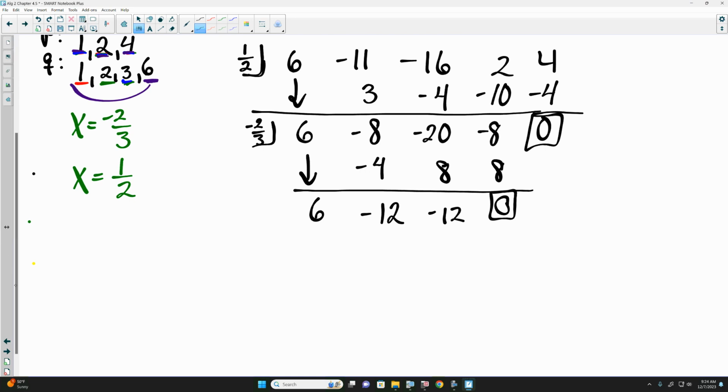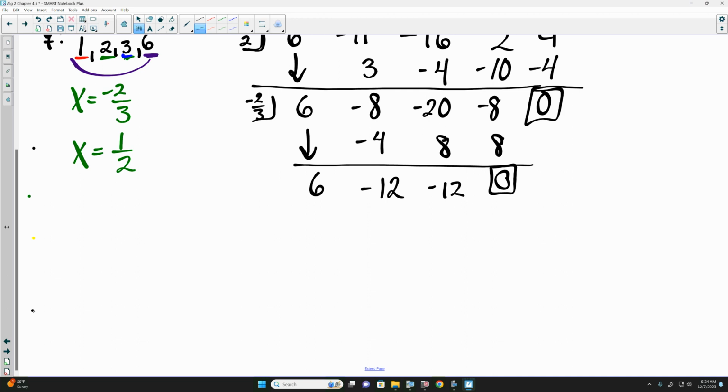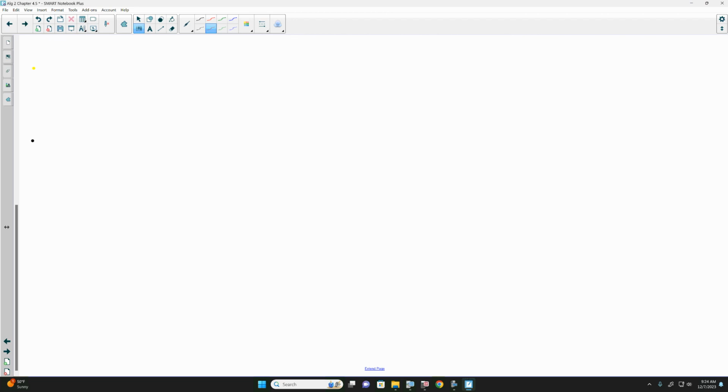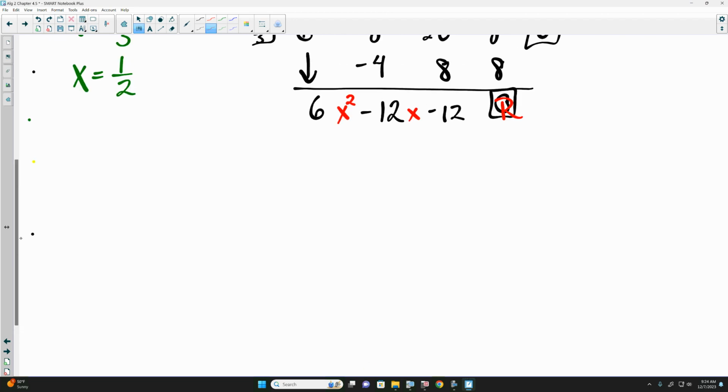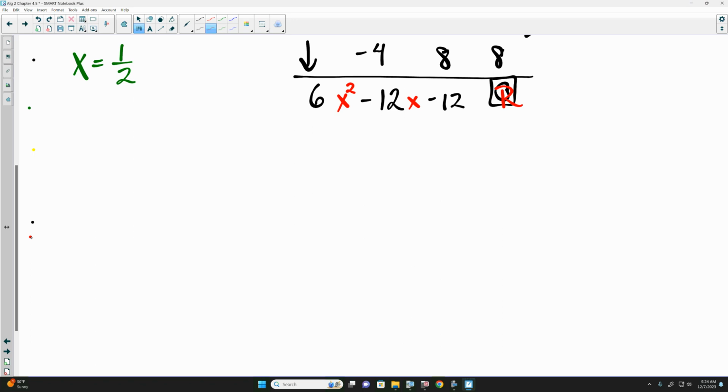So we have 2 of the solutions, and we have it as a quadratic. So what we're going to do is plug our variables back in. The number in the box is our remainder, which is 0. It should be 0 because the last 2 have been solutions. The number in front of it, our first negative 12, is our term without x. The second negative 12 is our term with x, and our 6 is our term with x squared.